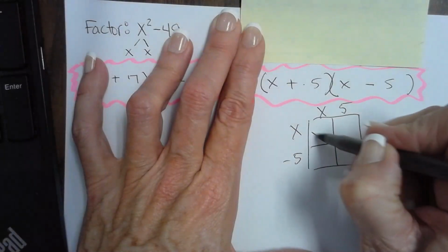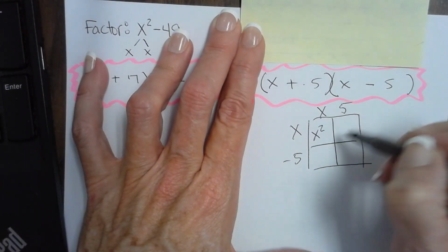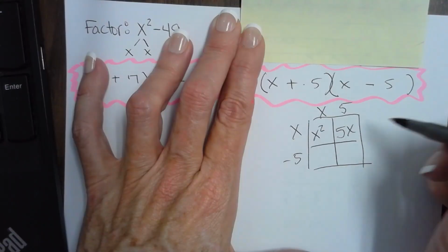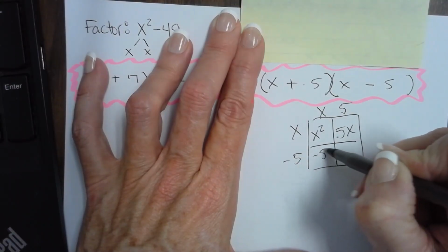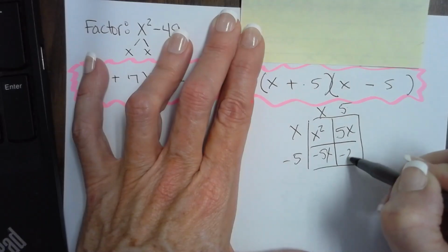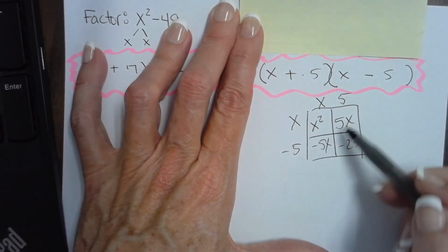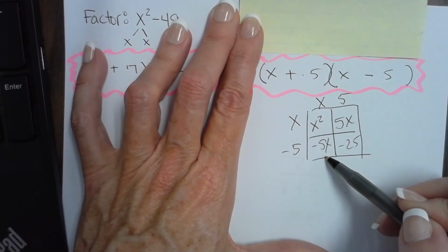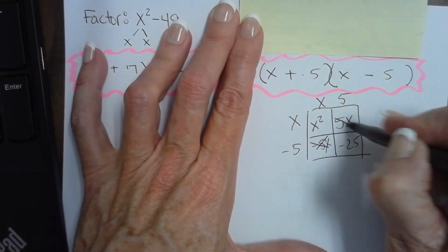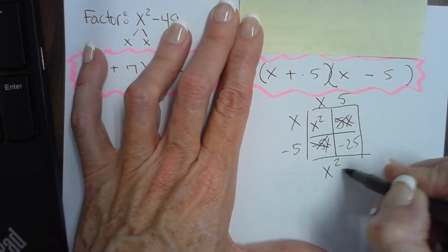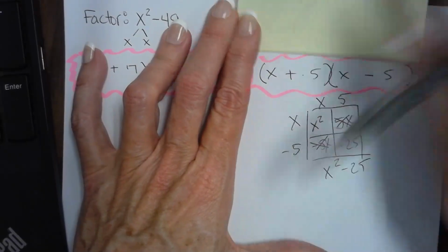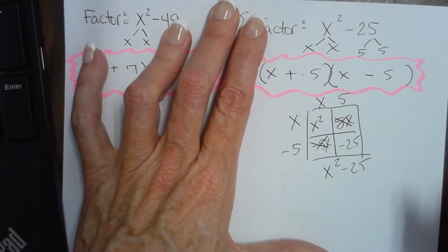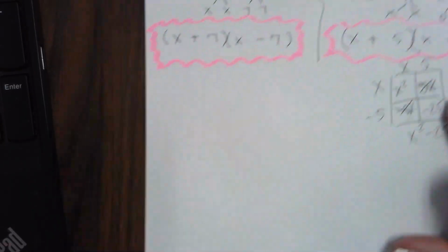So when I multiply here, I get x squared. Here I get positive 5x. Here I get negative 5x. And here I get negative 25. What happens to the middle terms here when I combine them? They cancel out. And I'm left with x squared minus 25. Notice, that's where I came from. Okay? All right.